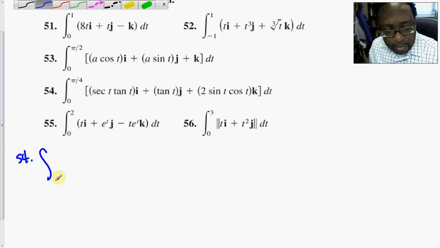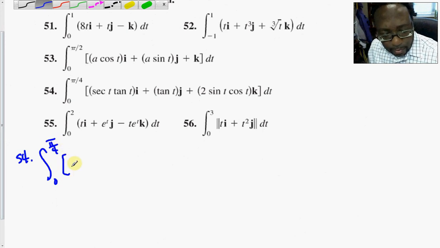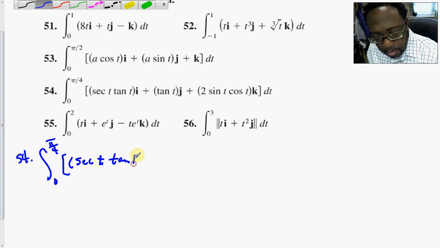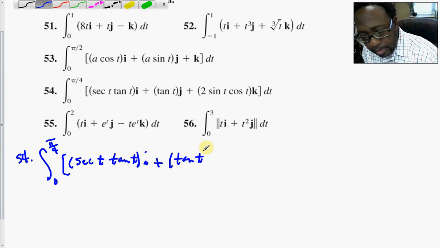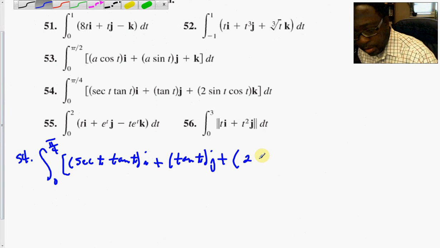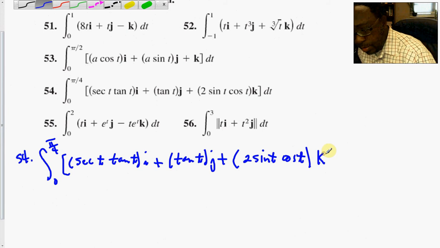So here we have definite integrals, integral from 0 to pi over 4 of secant t tan t i plus tan t j plus 2 sine t cosine t k.